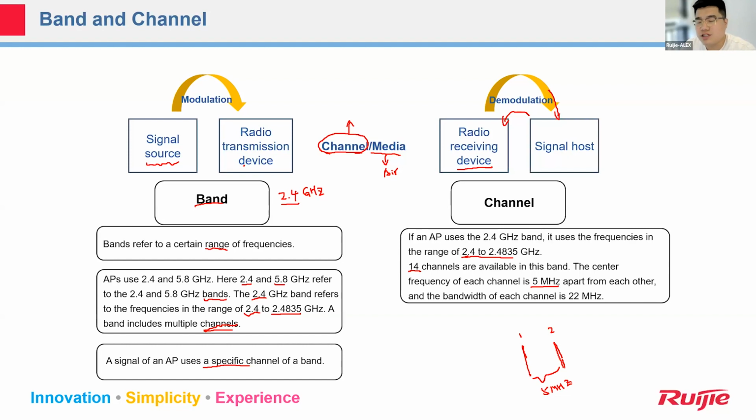And the bandwidth of each channel is 22 megahertz. For example, for channel 1, the bandwidth is 22 megahertz. For channel 2, it's also 22 megahertz. And I think here you may get a little confused, it's a little complex. Let's see it.